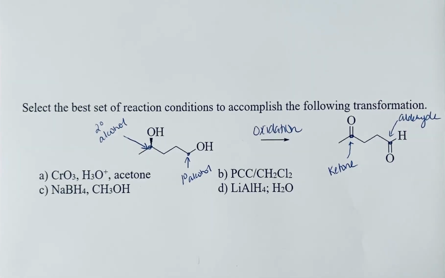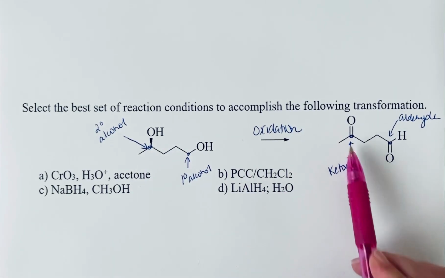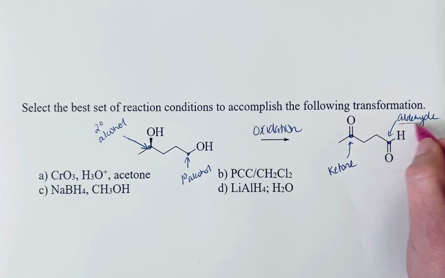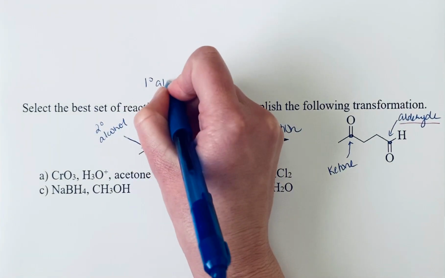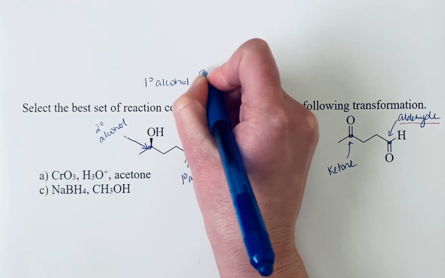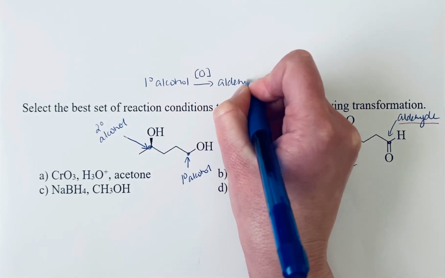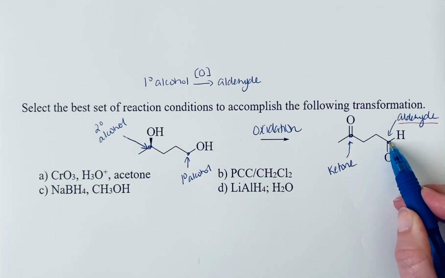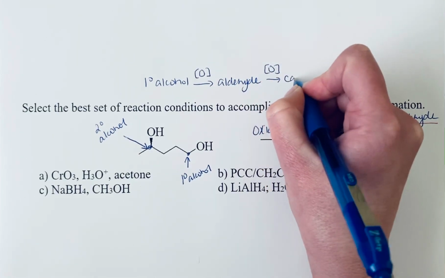This is the important piece of information. Secondary alcohols can only be oxidized to ketones by the methods we've learned in this chapter. Primary alcohols can be oxidized to aldehydes. So you can take a primary alcohol and oxidize it to an aldehyde. Aldehydes still have a hydrogen on that carbon, and so they can be oxidized further to give you a carboxylic acid.